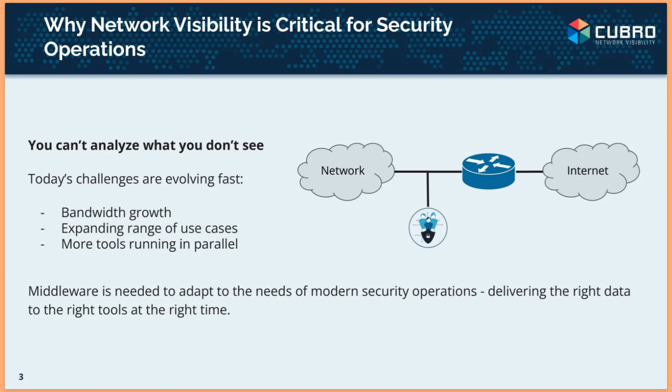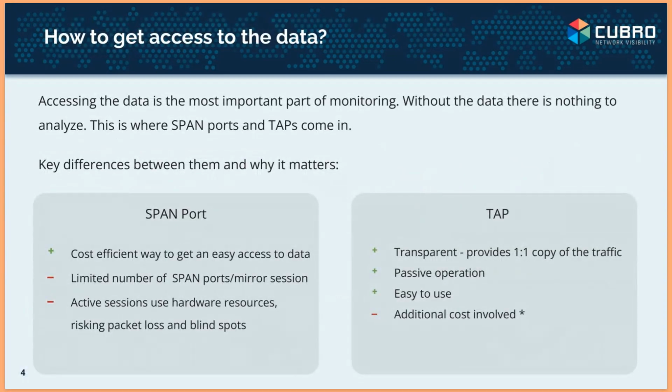So not everything to everything, because it's not needed, but really the traffic that needs to go to a certain tool is sent by the packet broker and can be selected there. But first of all, how to get access to the data? Typically there are two big main players in that. First of all, the SPAN ports, and secondly, the TAP.